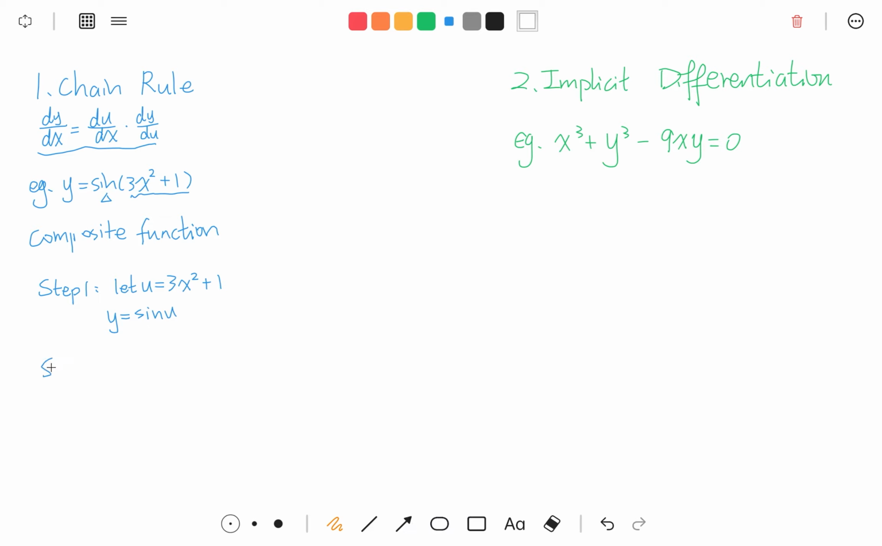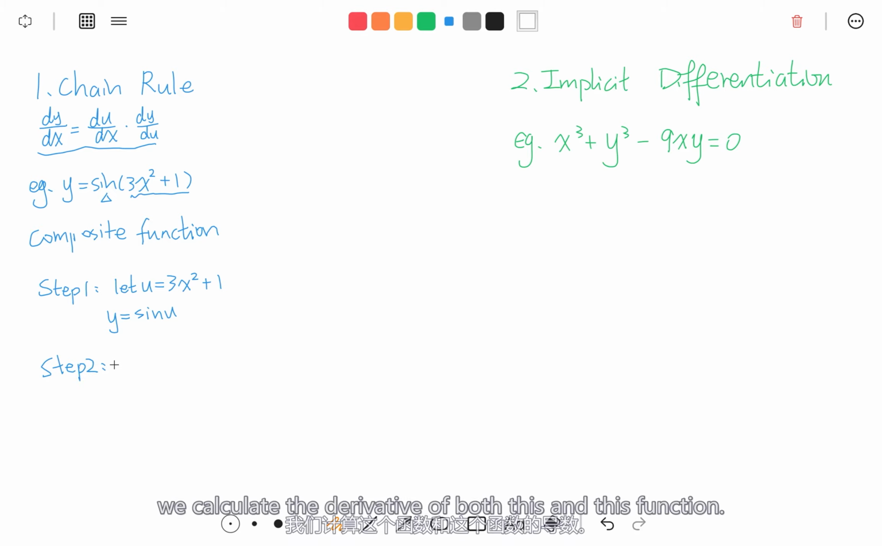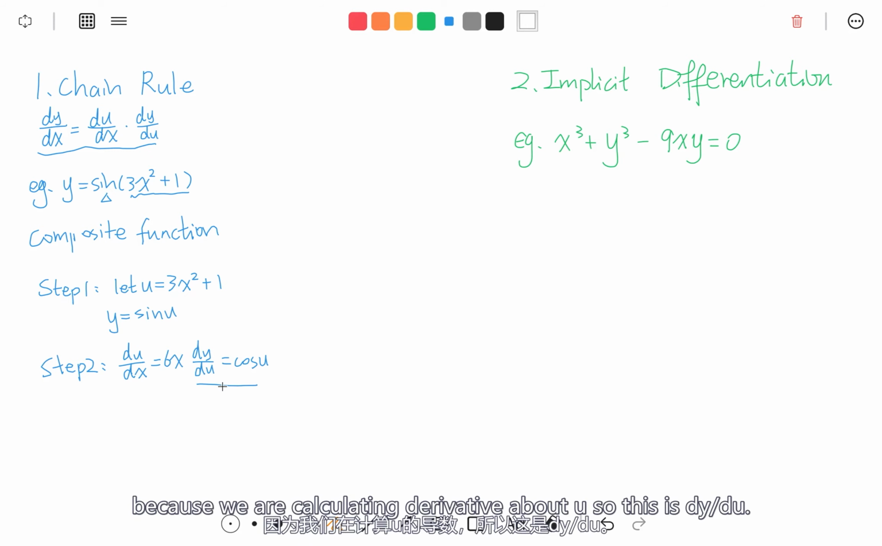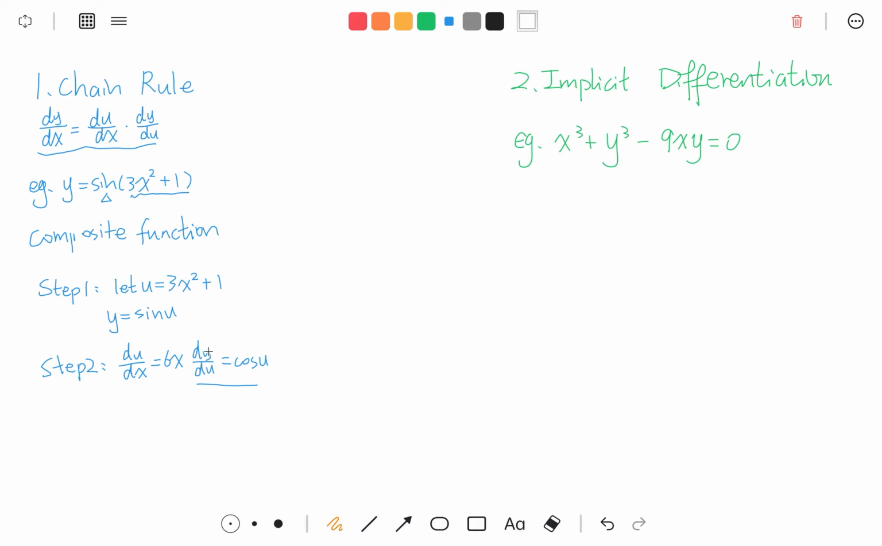Step 2: we calculate the derivative of both of these functions. du dx equals 6x, and dy du equals cosine u. Please be cautious about the second one, because we are calculating the derivative with respect to u, so this is dy du.